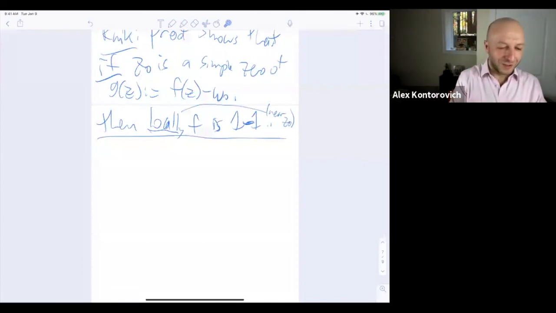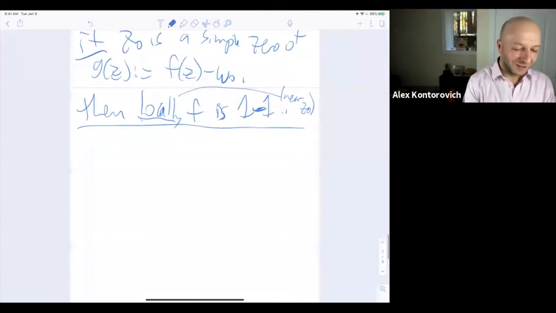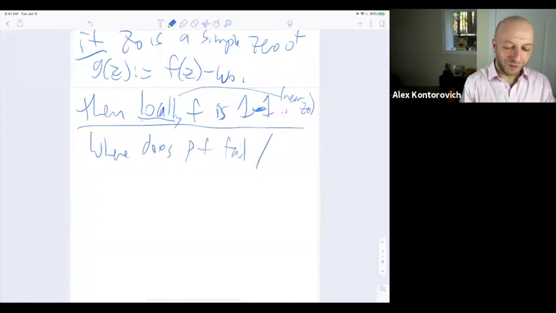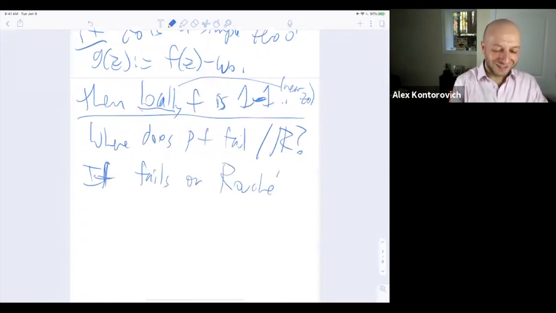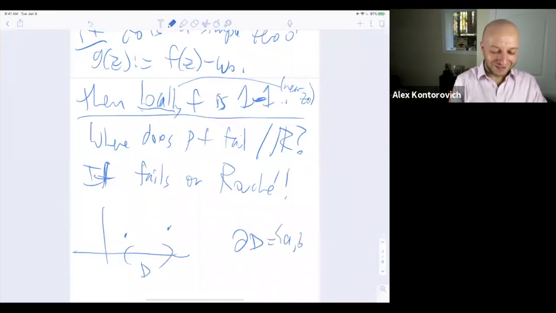So the question was, where does the proof fail over R? It fails in a number of places, but most notably, it fails on Rouche itself. Maybe I should have pointed that out for Rouche. Here's a function. Here's a nice region, a disk. The boundary of the disk is 2 points, A and B. Here's A and here's B.